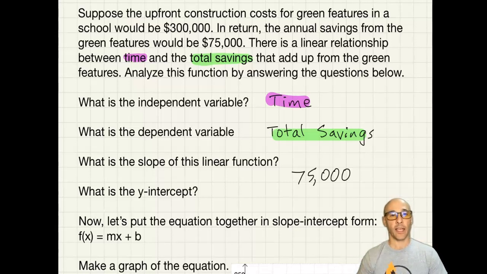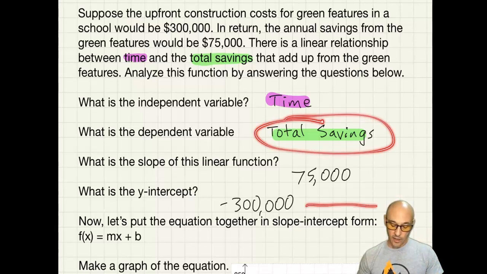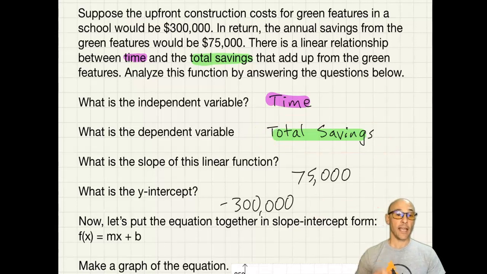So before we start saving any money, the y-intercept will be negative $300,000. Now, why is it a negative $300,000? Well, the dependent variable, the y variable, is total savings. There are negative savings because there are costs. So it's a negative $300,000 savings, and that's a coordinate point. Oops, I did that all wrong. It is point (0, negative 300,000), not (negative 300,000, 0).